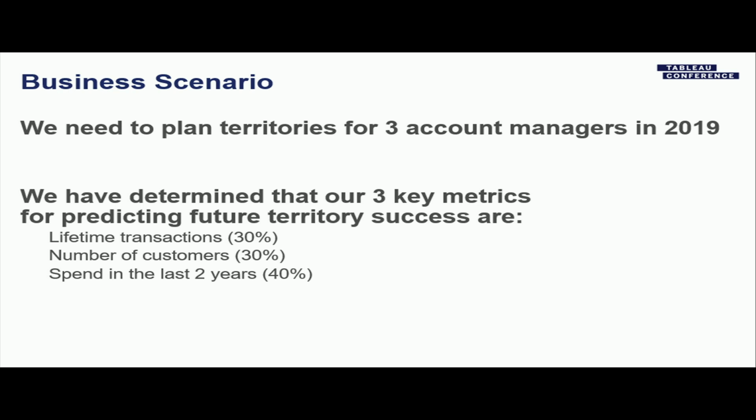Right. So we're going to skip over the in-depth analysis of our key metrics, but we're going to say that we've taken our uber analyst, they've gone in the back room and poured over the data, and they've told us that the indicators of a future territory value are lifetime transactions in that postal code, the number of customers in that postal code, and how much customer spend we've seen in that postal code in the last 2 years.